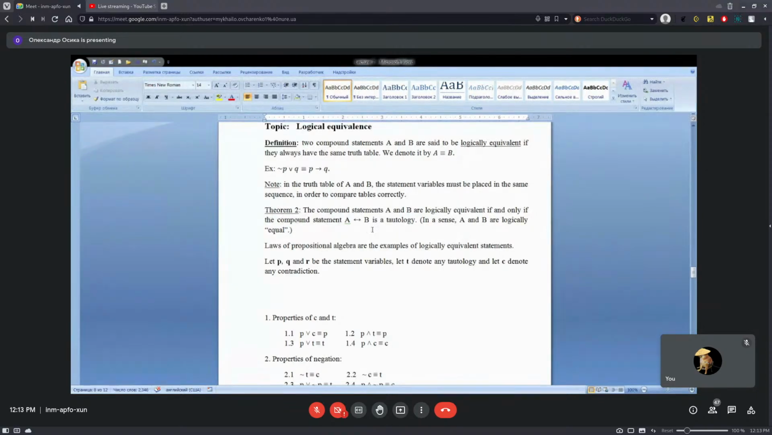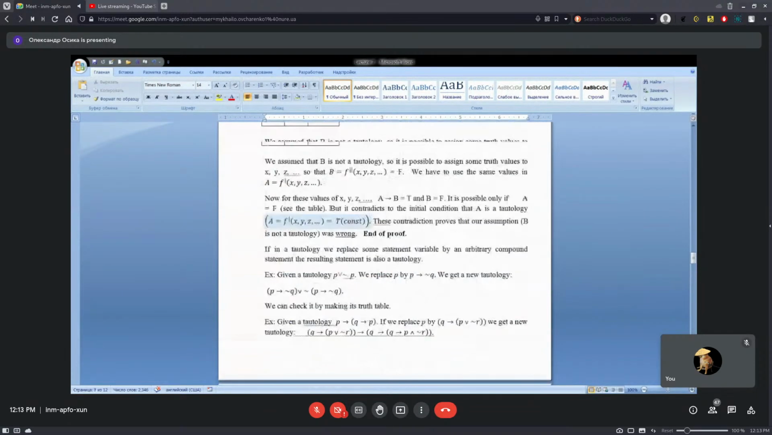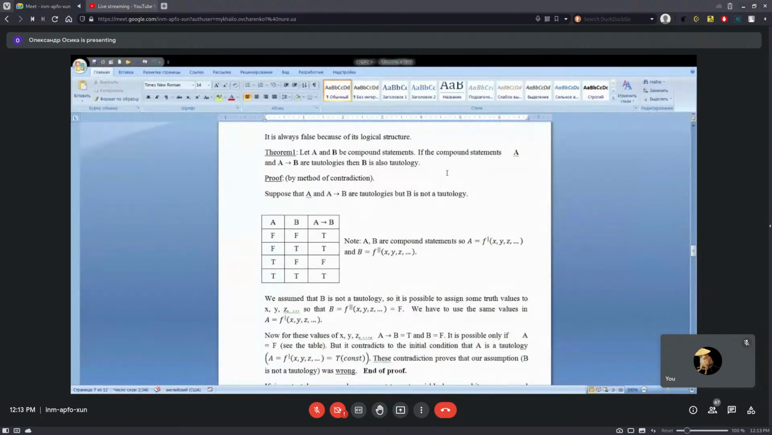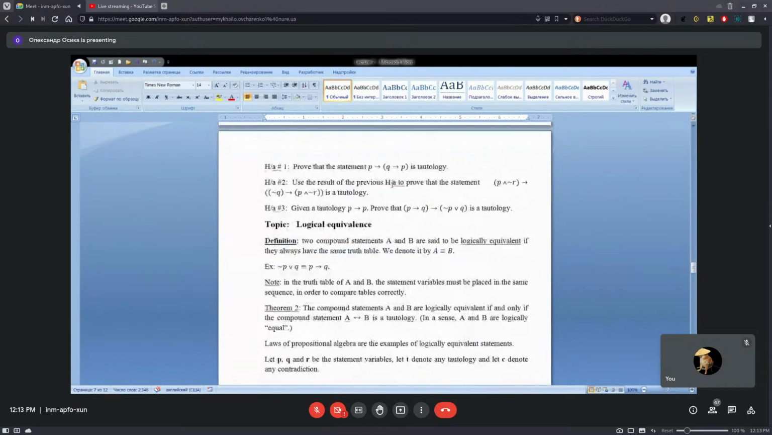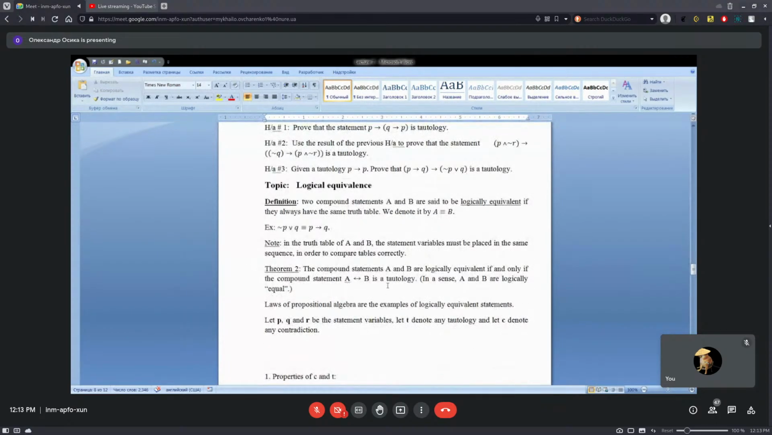Theorem 2. That was the first theorem: B must be a tautology if A and A implies B are tautologies. This was theorem 1. And here, theorem 2. The compound statements A and B are logically equivalent if and only if the compound statement A if and only if B is a tautology. In a sense, A and B are logically equal.